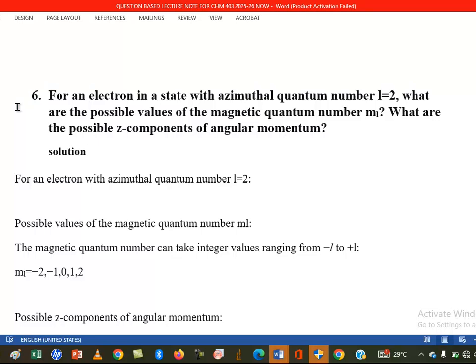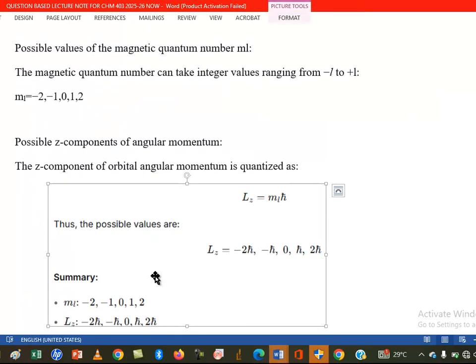Okay, so now for an electron with azimuthal quantum number L equals 2, remember when L equals 2, then our M can be -2. You can see it here, it can be -2, -1, 0, 1, or 2. So if that is the case, then what are the possible values of the magnetic quantum number? So we have them there.